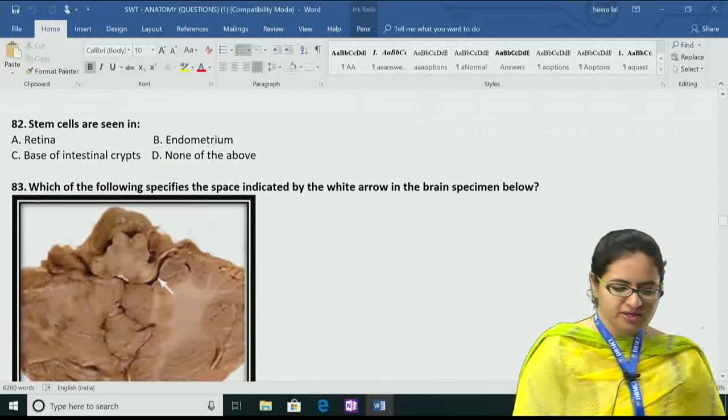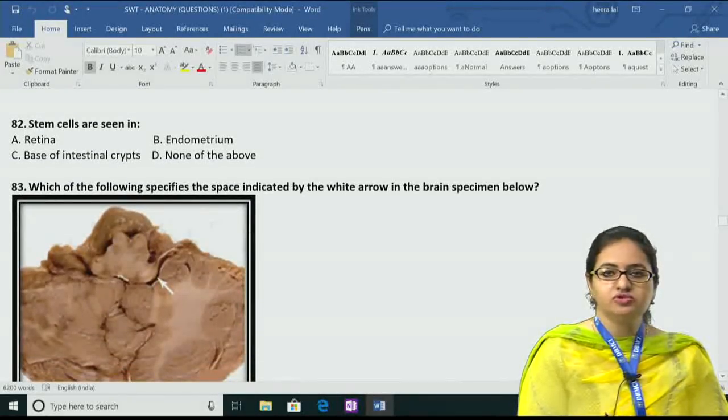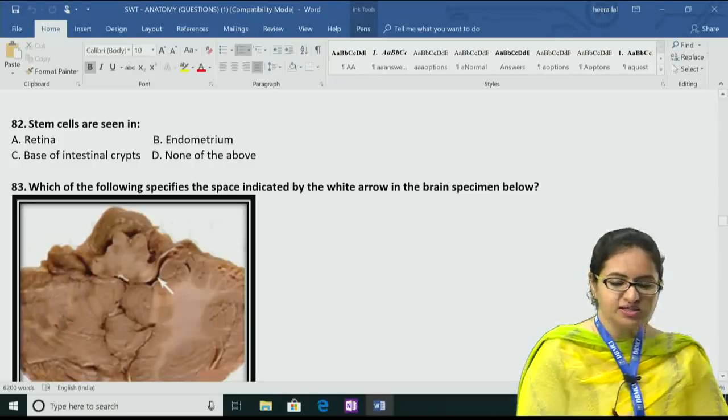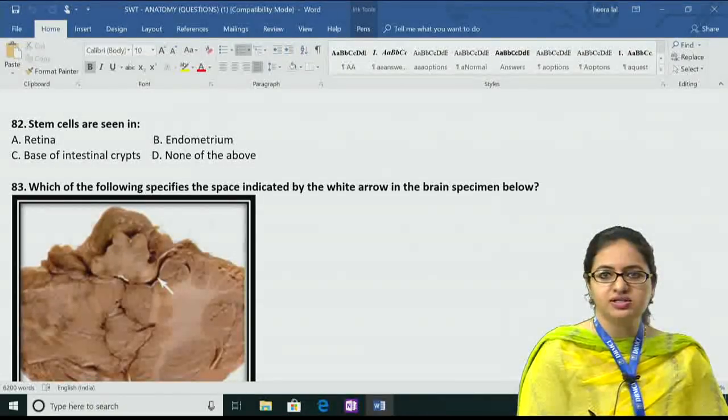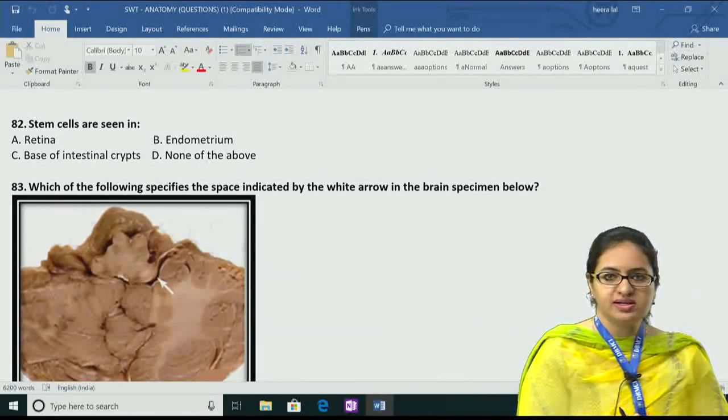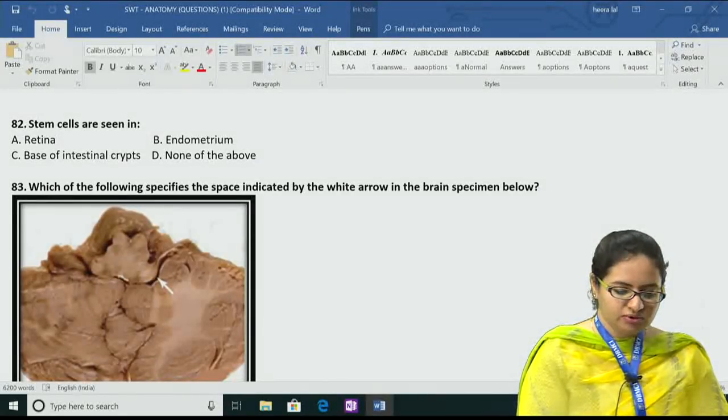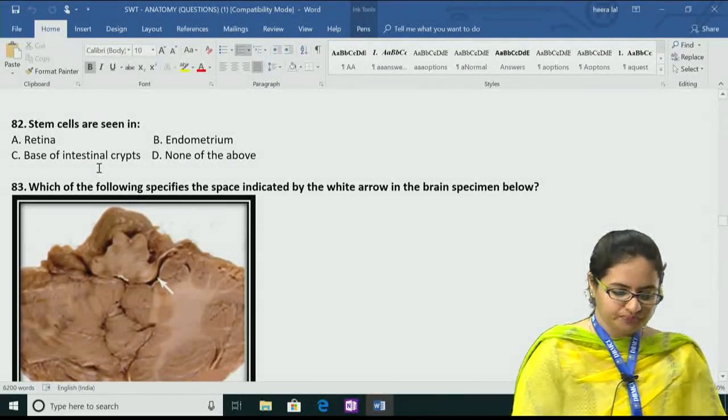For the next question, question number 82, regarding the stem cells, it is the same topic of the intestinal glands. The stem cells are present towards the base of the intestinal crypts, or the intestinal glands, the glands of Lieberkühn. So the answer for question number 82 is C, that is the base of the intestinal crypt.